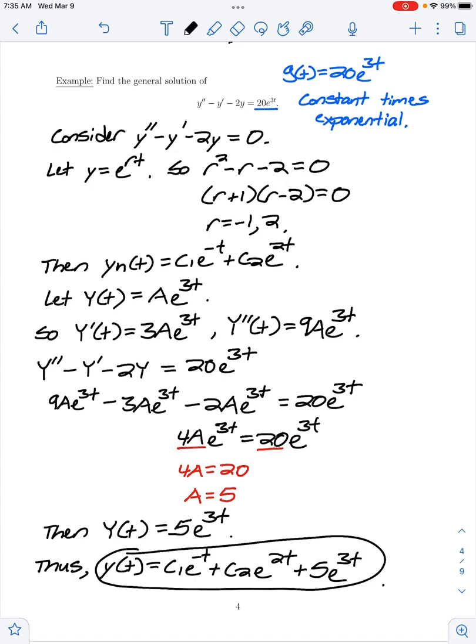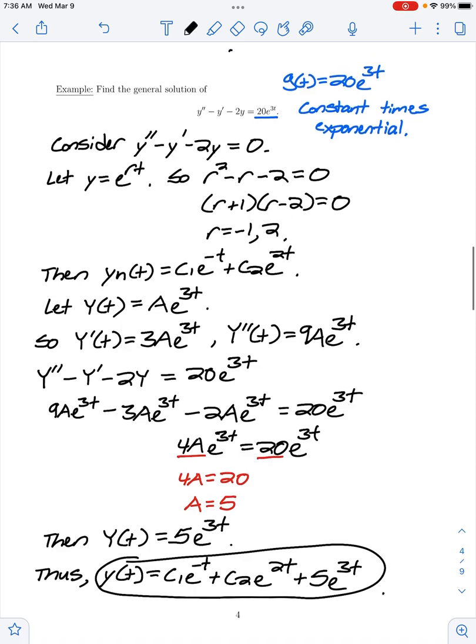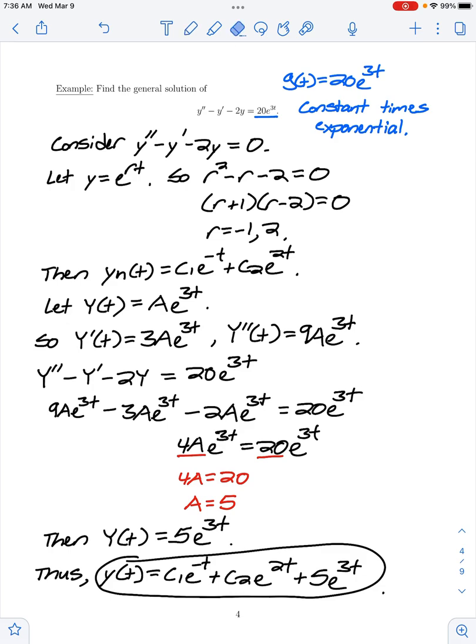So here we were working with a g of t function, which had the form a constant times this exponential. So we looked for a particular solution of the same general form, a constant times the same exponential function. Now let's say that we changed this slightly.